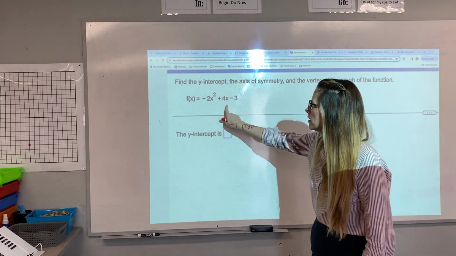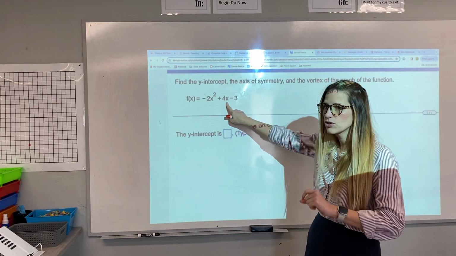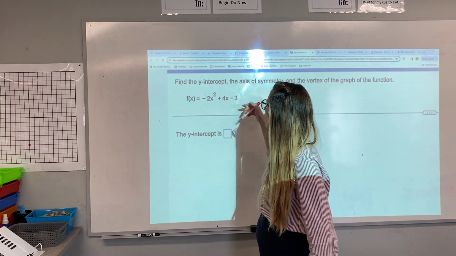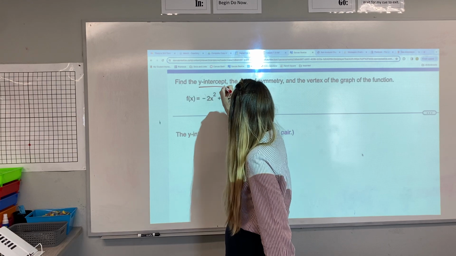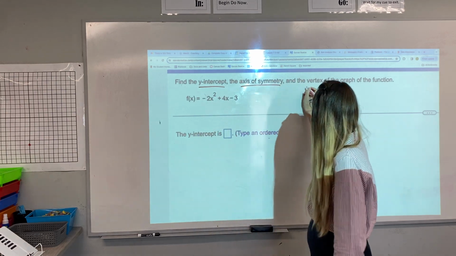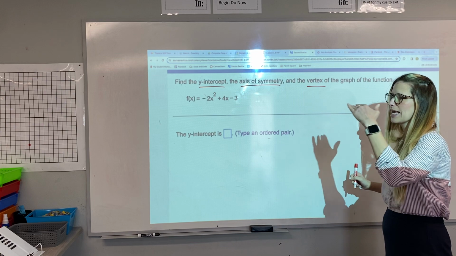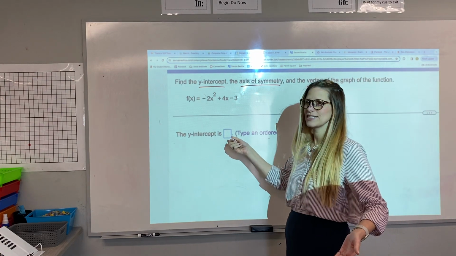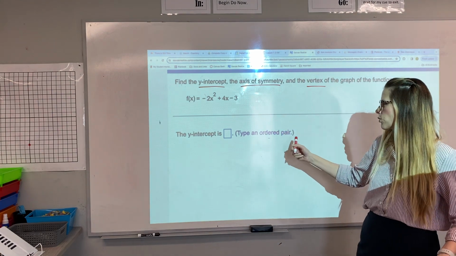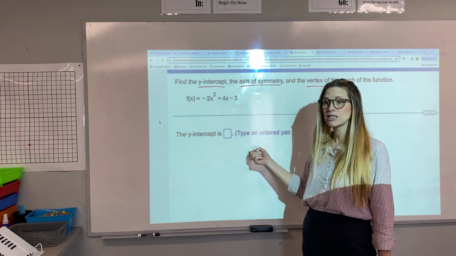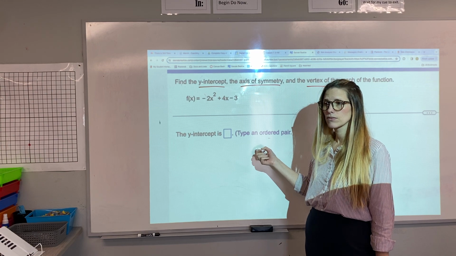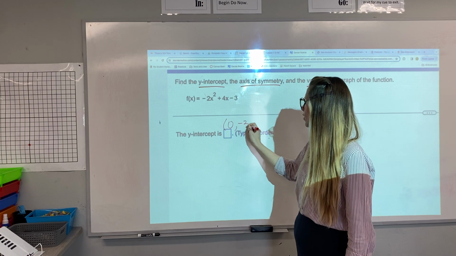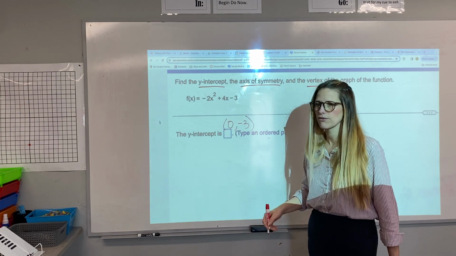When we're given a quadratic function in standard form, the ax squared plus bx plus c, we can locate the y-intercept, the axis of symmetry, and the vertex by doing a series of steps. Of course, the y-intercept is the easiest part. We write it as an ordered pair. What would the y-intercept of this be? 0, -3. And then you can fill in whatever your y-intercept is. I'll give you a second to do that.